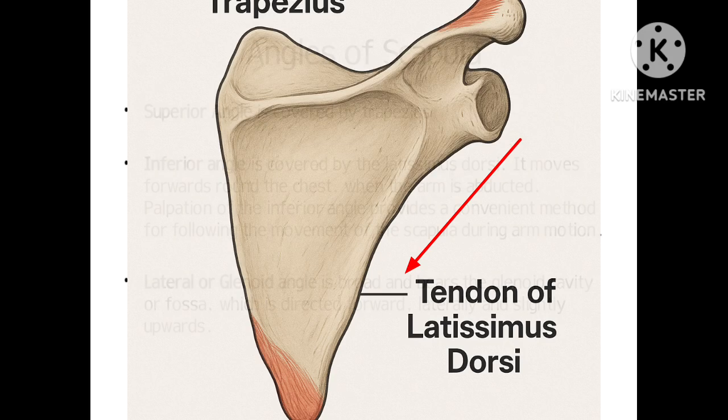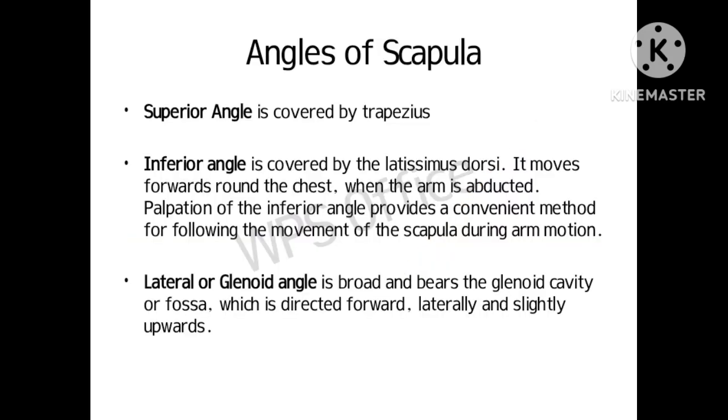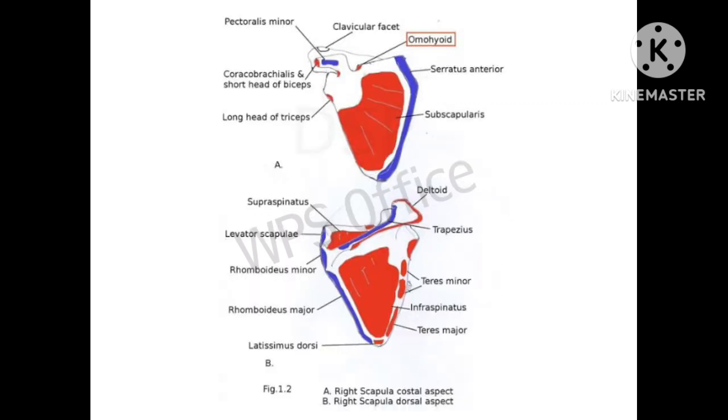Lateral or glenoid angle is broad and bears the glenoid cavity or fossa, which is directed forward, laterally, and slightly upwards. So these are the muscles which attach on the anterior and posterior side of the scapula.